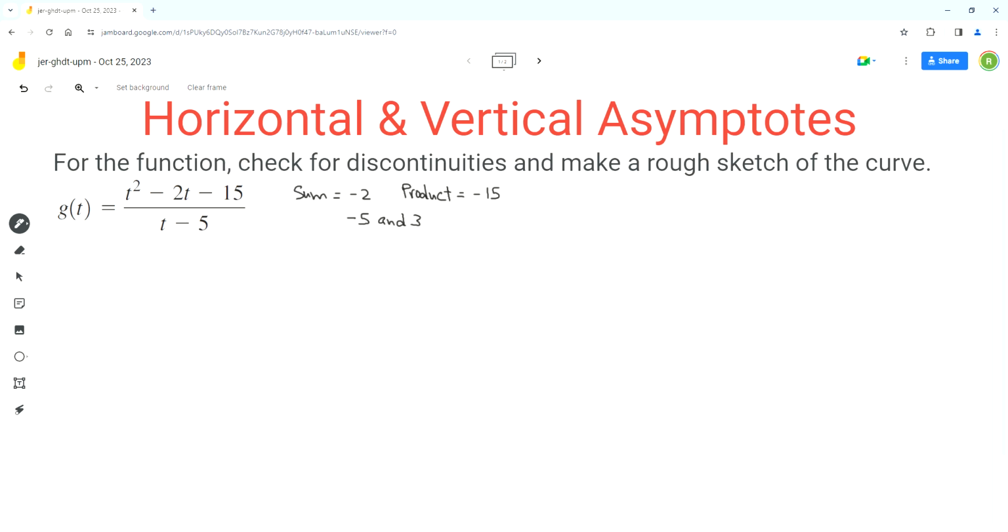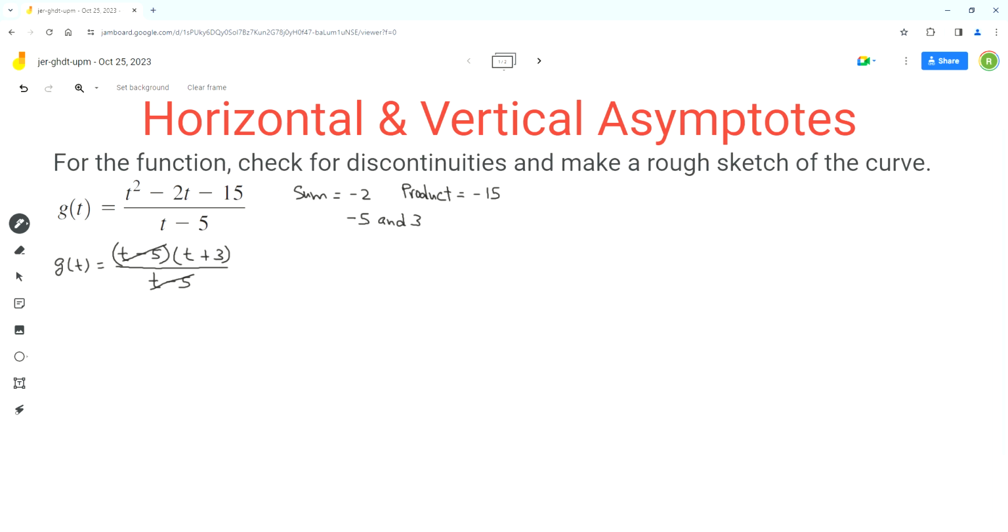Now we can write the factored form of the expression in the numerator. So g of t equals t minus 5 times t plus 3 over t minus 5. Now we can see that binomial t minus 5 exists in the numerator and the denominator, so we can cancel it out. That means there is a hole in this function.